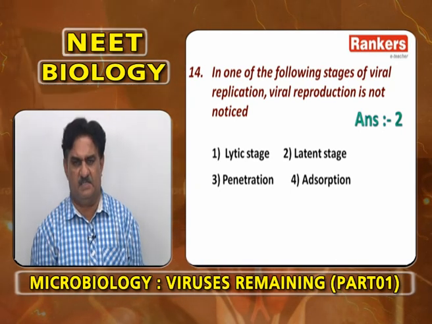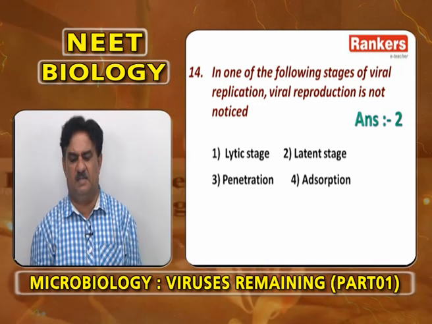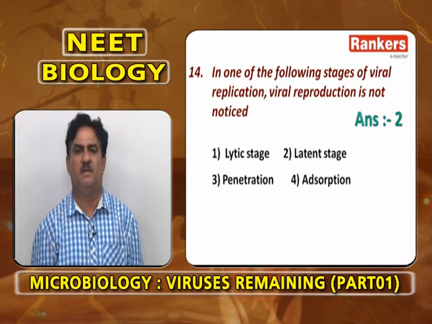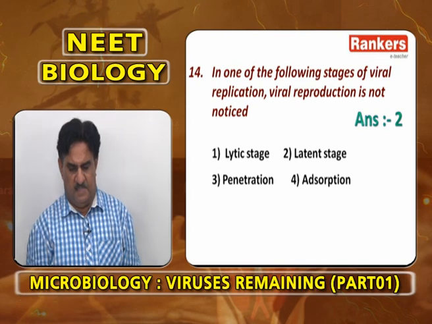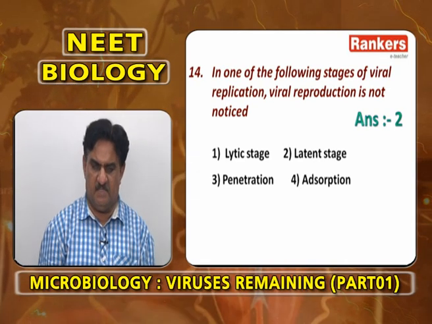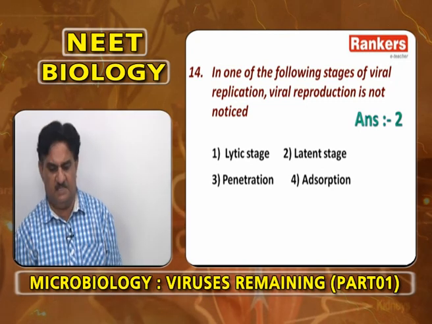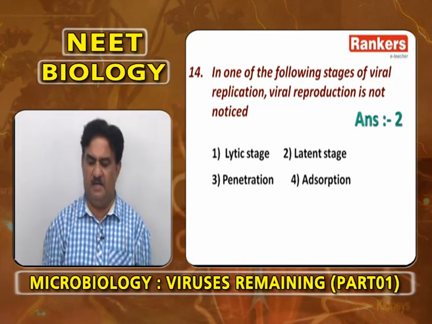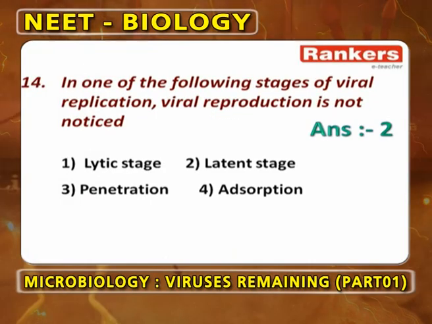So the stage of viral replication where viral reproduction is not noticed is the eclipse stage. The eclipse stage is one of two stages in the latent stage; one is the eclipse stage, the other is the maturation stage. Here lytic stage is wrong, penetration stage is wrong, adsorption stage is wrong. The answer is latent stage, the second option.